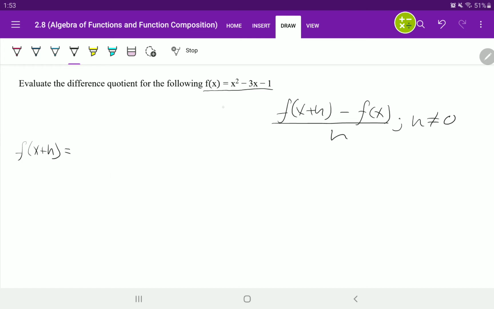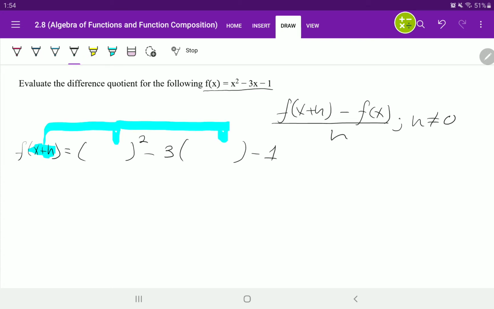So wherever I see an x in my function, I'm going to put an open set of parentheses, leaving the exponents and the coefficients in the same place as well. And inside these open parentheses, I'm going to replace that with x plus h. So x plus h inside of here, x plus h inside of here, which is going to be x plus h squared minus 3 times x plus h minus 1.